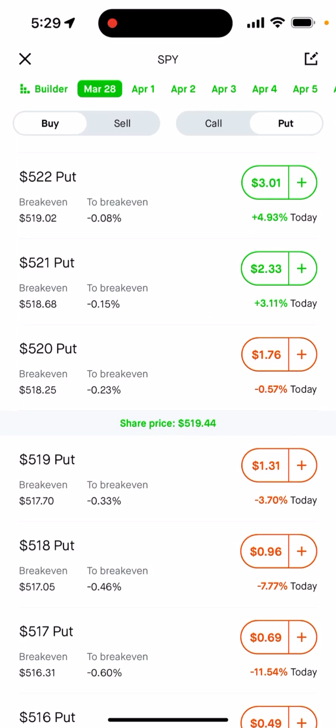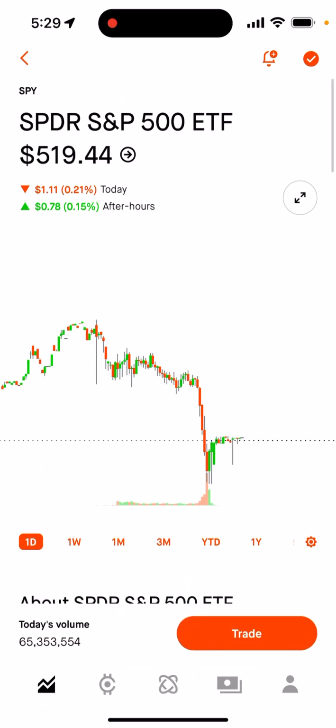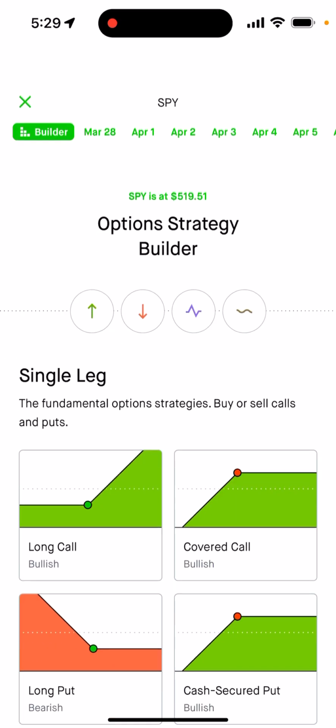Alrighty, welcome to a quick breakdown of options. We're going to look at the Robinhood platform here. All I've done is from the main page, bottom left tab, took the top right corner spyglass and searched. And all I looked up was SPY, the S&P 500. And I'm going to hit trade options.